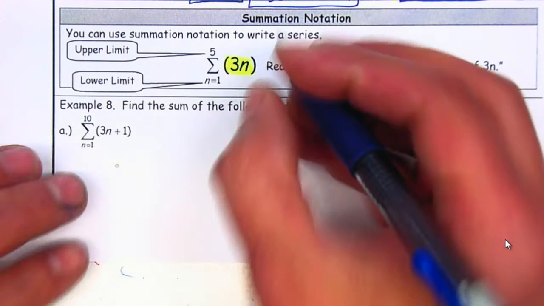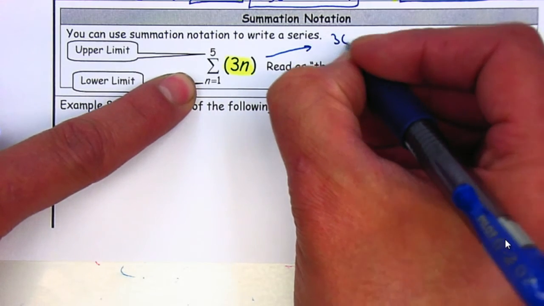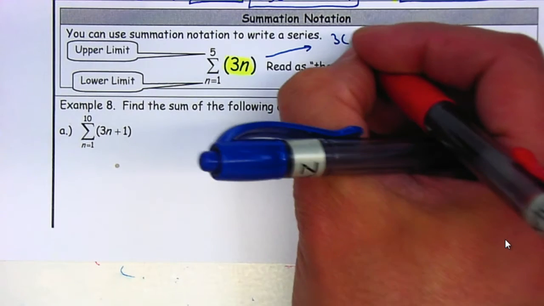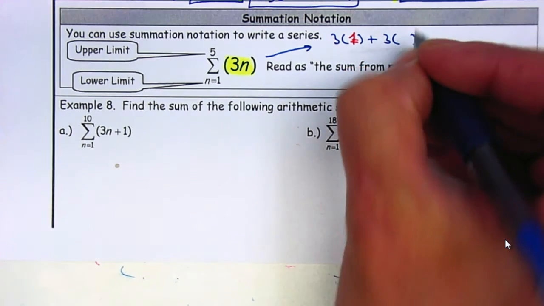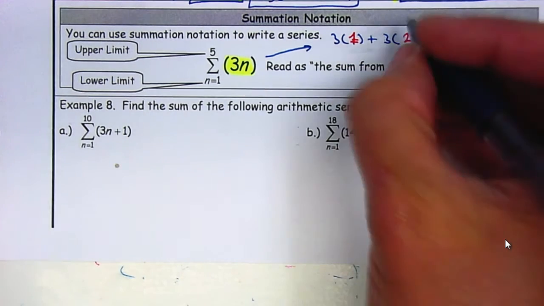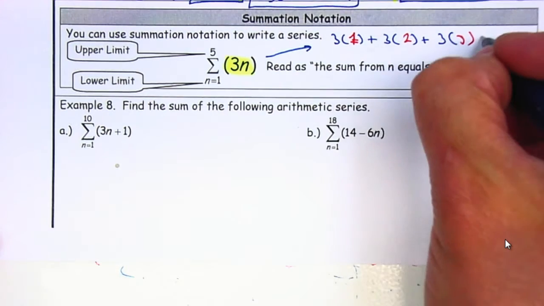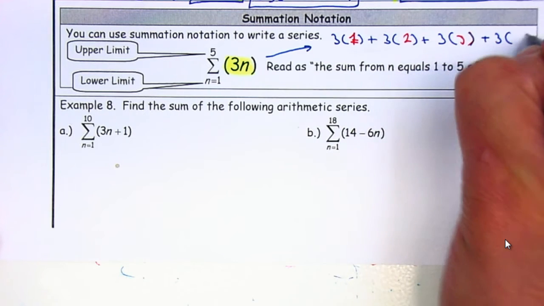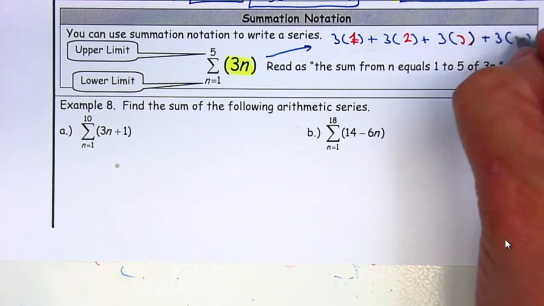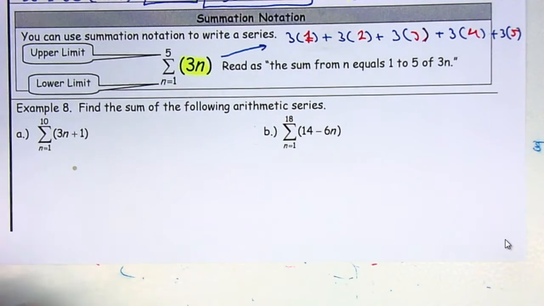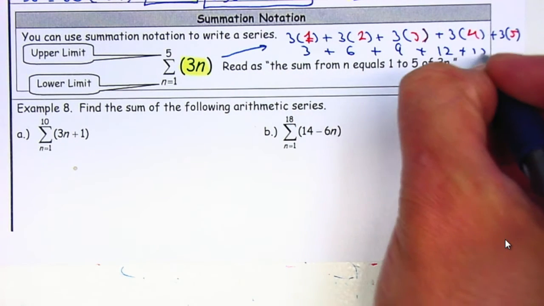So let's do it up here. If we're going to simplify this, it will be 3, but instead of that, we're first going to plug in a 1, and we're going to add it. Then we're going to plug in a 2, and we're going to add it. Then we're going to plug in a 3, and we're going to add it. Then we plug in a 4, and lastly we're going to plug in a 5. We are going to simplify, and we're going to add up those numbers.